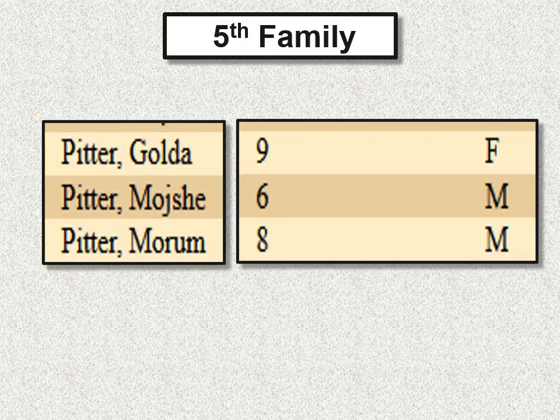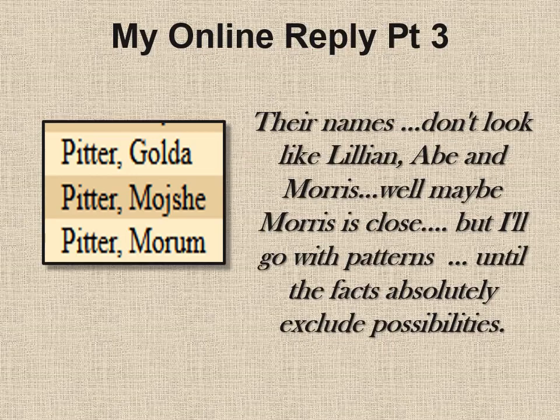And finally, the fifth family. Well, that looks promising. There is an older female, and then 2 males, 9, 8. Well, it would have been nice to see 7 maybe, but the names are different. Golda, Moshe, Moram. And in my essay, I said their names don't look like Lillian, Abe, and Morris. Well, maybe Morris is close, but I'll go with patterns until the facts absolutely exclude possibilities.